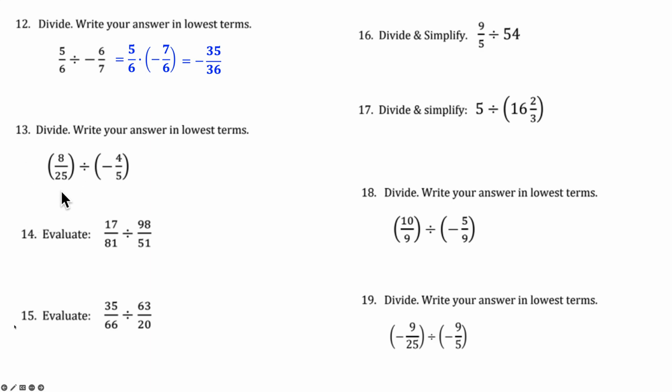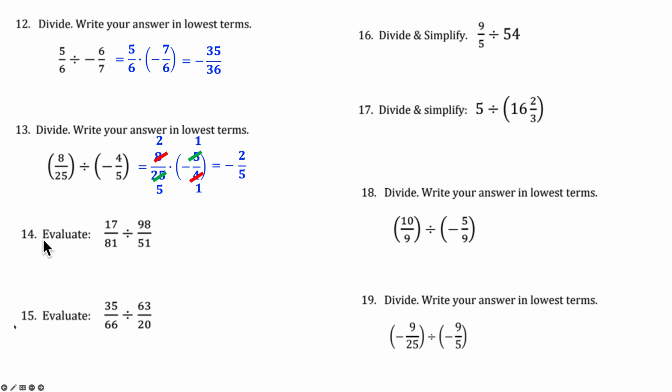All right, 13, same directions. Okay, division, flip the second fraction, change it to multiplication. Oh, we got lots of canceling we can do. Positive times a negative, we got a negative for an answer again, but 4 can go into 8 twice, and 4 can go into 4 once. 5 can go into 25 5 times, and 5 can go into 5 once. 2 times 1, 2. 5 times 1, 5. A negative 2/5.